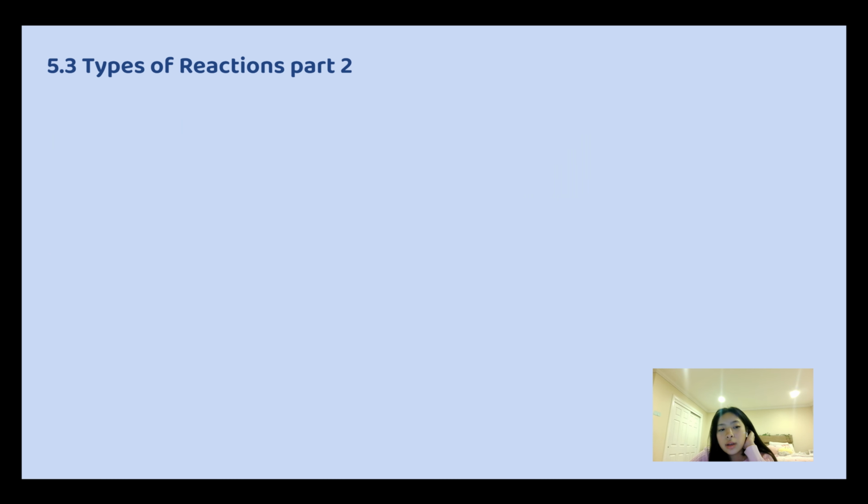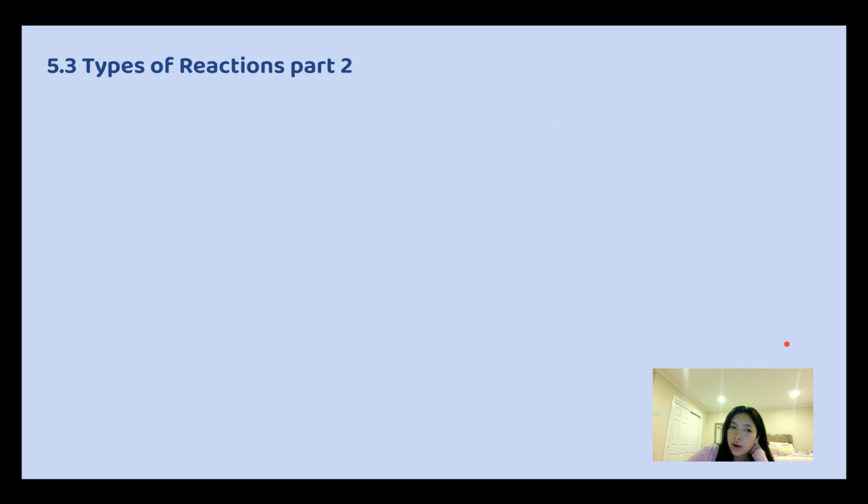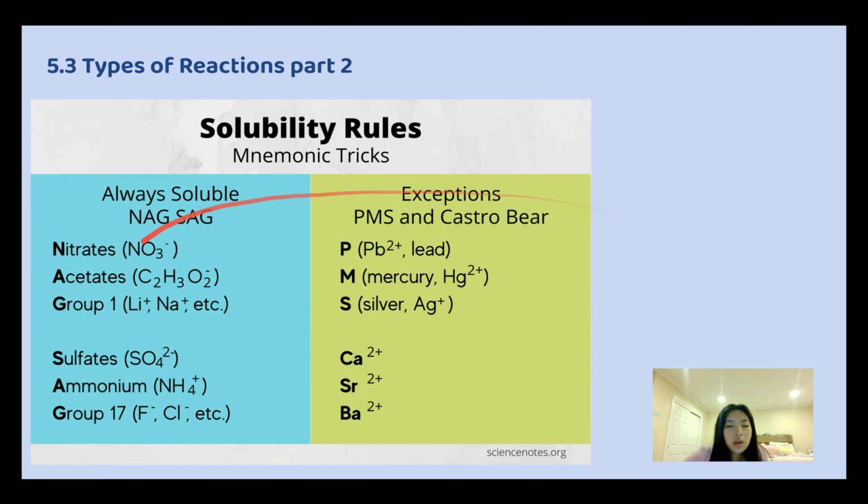Okay, so let's take a look at our example. Notice this is our precipitate, and if you look at the net ionic equation, it's basically just going to be whatever creates the precipitate. So it's just going to be like silver plus chlorine. And we're going to be going over how to write this. In order to determine what the precipitate is, you're going to look at your solubility rules.